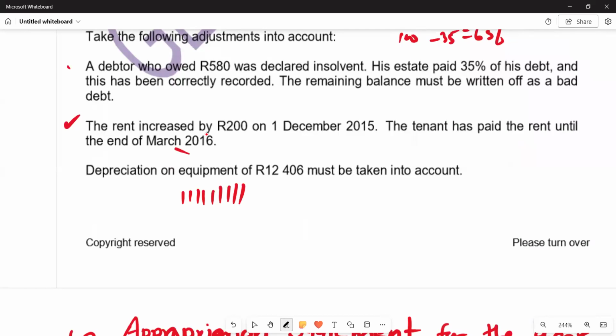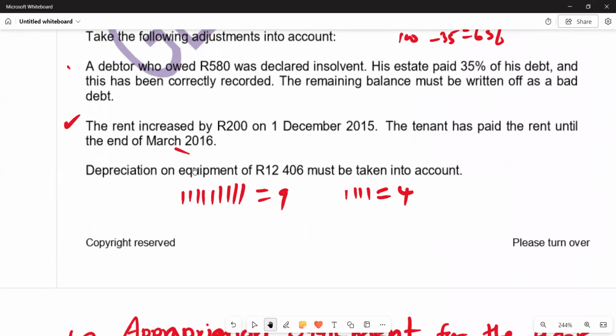Then 1 December, the rate increased. So we're saying 1, 2, 3, 4, 5, 6, 7, 8, 9. So we have 9 months before it increased. Then after it increased, we are now saying December, January, February, and then for March again it was received. So 1, 2, 3, 4. So the figure that we have in the balances is for 9 plus 4, which is 13 months. So we need to remove the extra 1 month so that we remain with 12 months in a year. So what we are now doing is to formulate a formula.